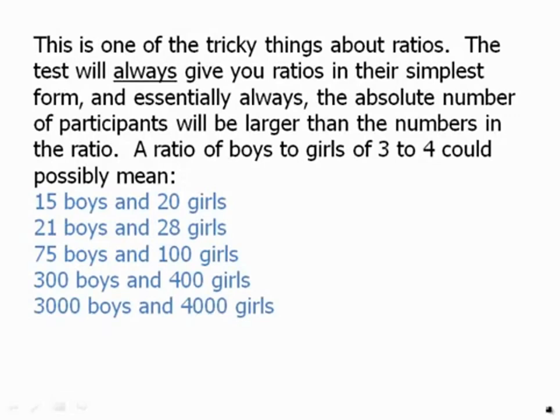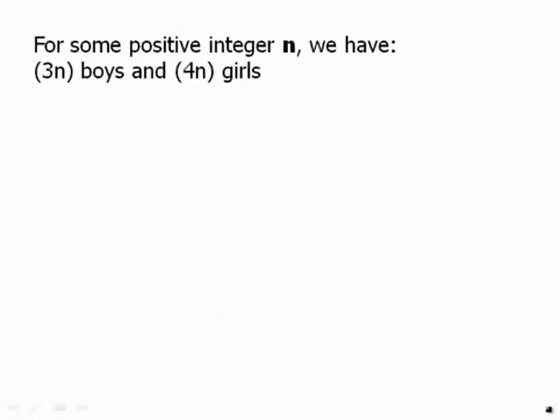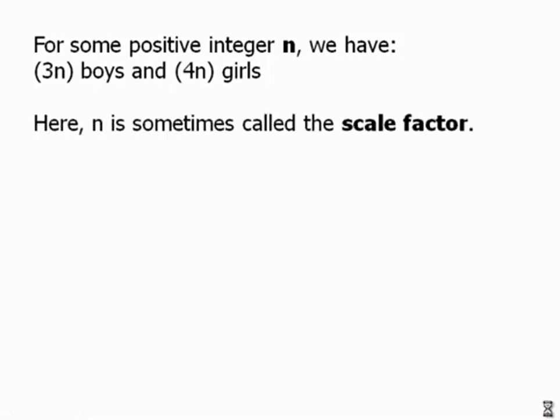In other words, we have no idea simply from the ratio what the absolute size of the group could be. The absolute size of the group could be anything. For some positive integer n, we definitely have 3n boys and 4n girls. We can definitely say that if we're given a 3 to 4 ratio. Here n is sometimes called the scale factor.